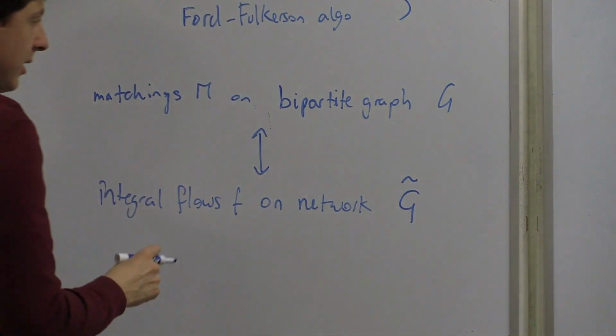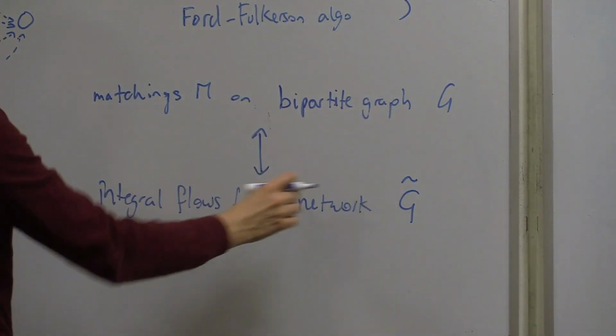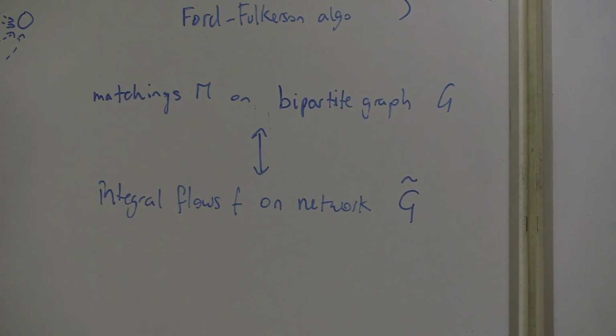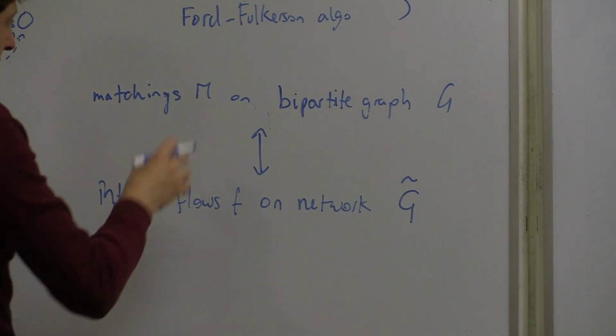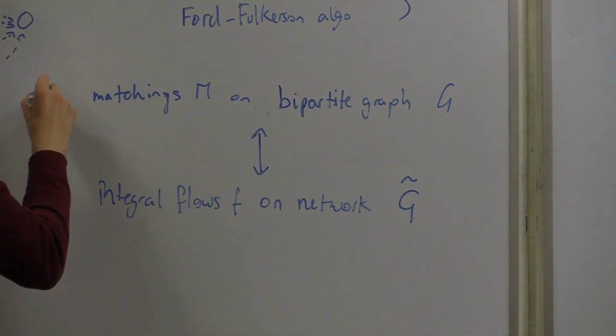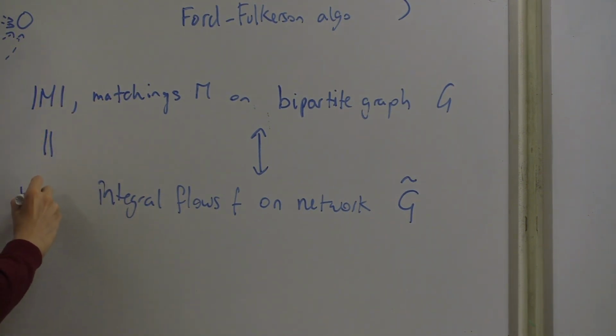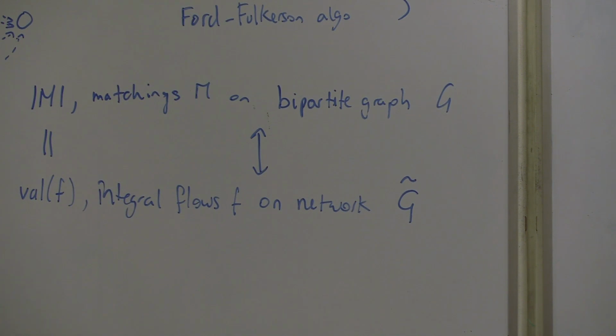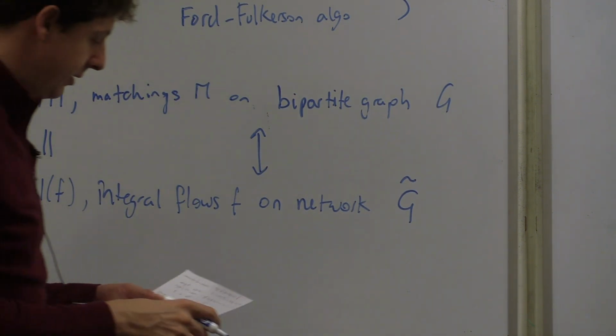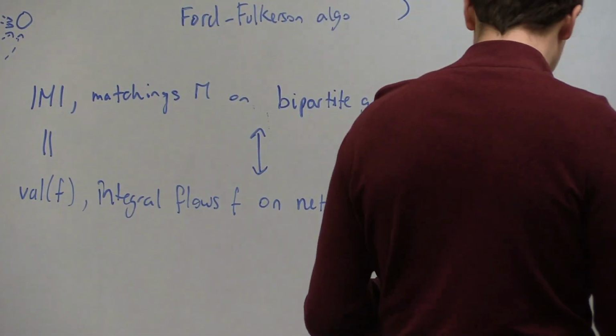This is starting from the bipartite graph and modifying it in this way. And this correspondence is such that if a matching has a certain size, then the corresponding flow will have its value being the size of the matching. Okay? So we're going to now prove this correspondence. There are two sides to it.